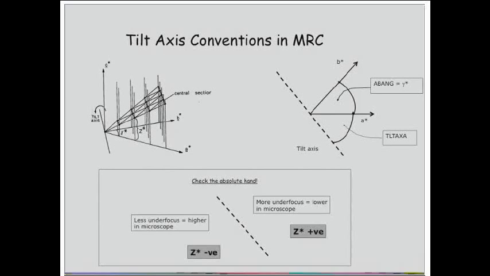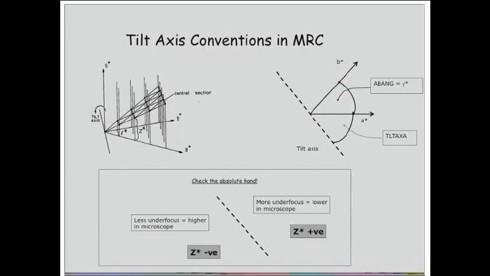You'll find in the programs that there are various parameters that you have to enter, and this just shows a couple of them. So this parameter here is basically the angle from the tilt axis to A star, and then this is the angle here between A star and B star. These are two parameters that you'll see in the programs.